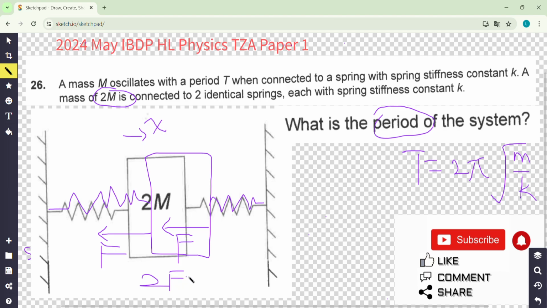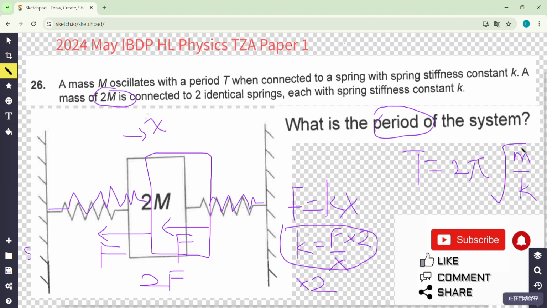So what is the spring constant? Remember, F equals kx. So the effective spring constant equals F over x. Now we have the normal displacement x, but the force doubles, so the spring constant doubles. So k doubles and m doubles.